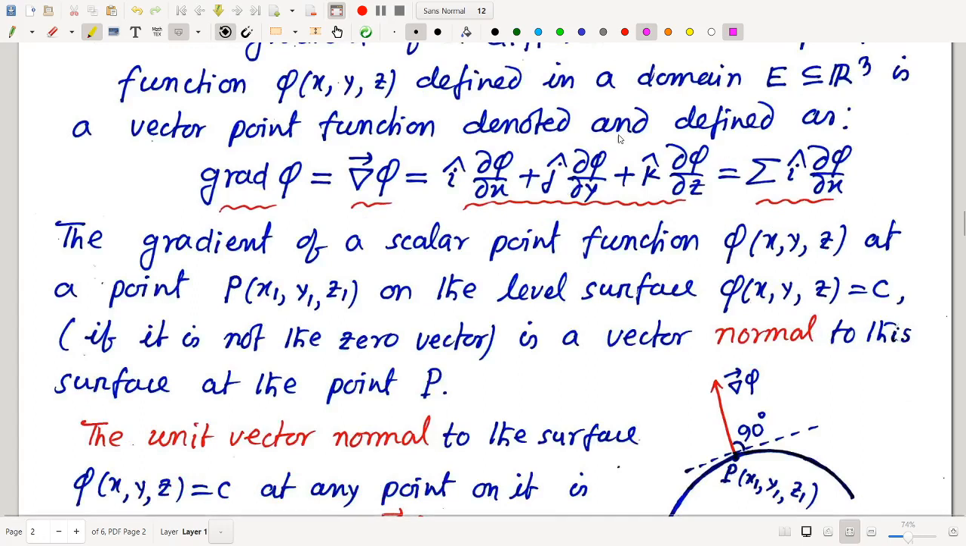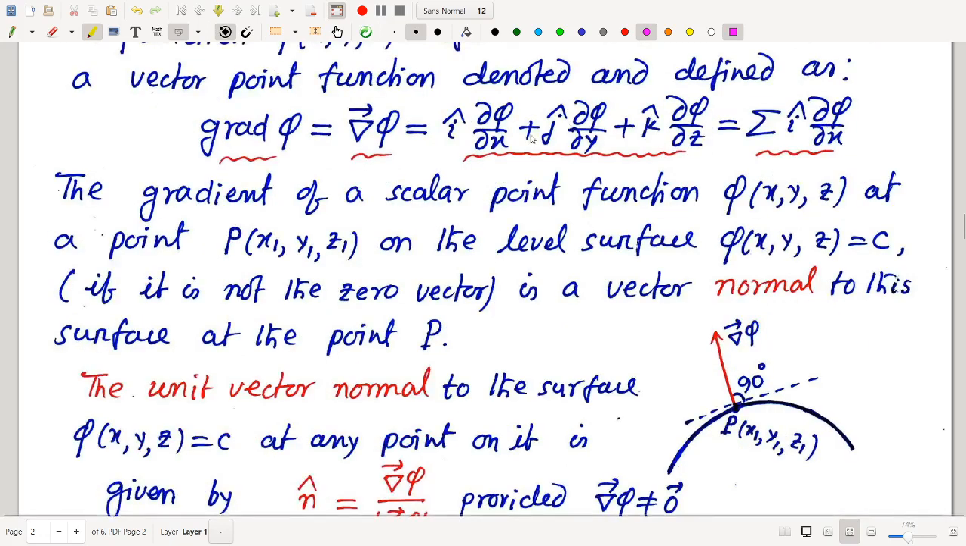It is denoted and defined as grad φ = ∇φ, no dot, no cross, the del operator operates on φ, equal to i cap ∂φ/∂x plus j cap ∂φ/∂y plus k cap ∂φ/∂z, or in short we can write summation i cap ∂φ/∂x. So this is the gradient of a scalar point function. The answer is a vector point function.